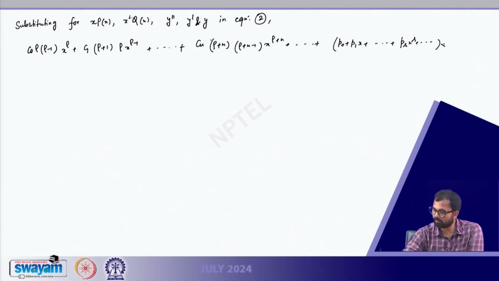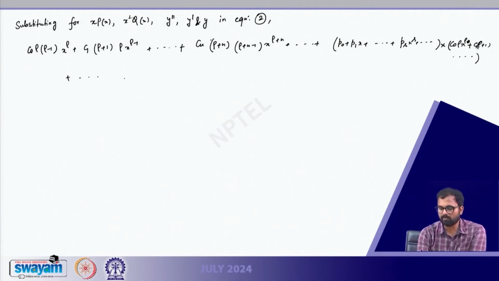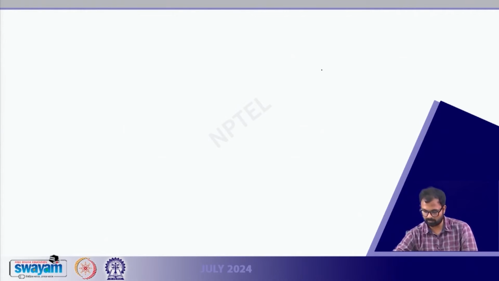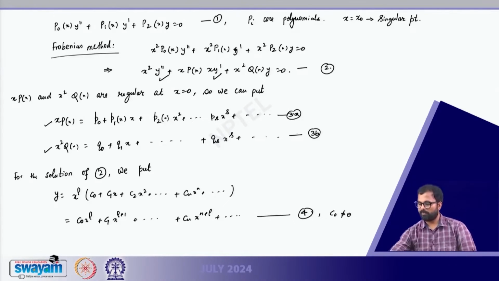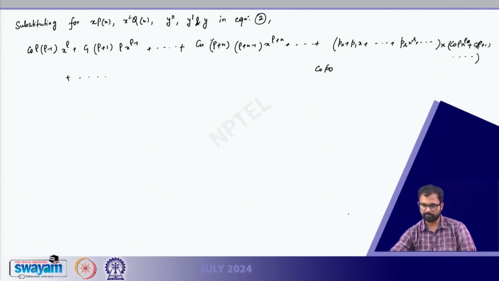So, now this will be multiplied by y dash x, whatever we will get here: C0 x to the power rho plus C1 x to the power rho plus 1 and so on. So, there will be a lot of terms actually. Similarly, we will have all the other terms here. And also we note that C0 is not equal to 0. So, wherever we have this expression, we might as well mention C0 is not equal to 0. All right, so let us proceed.